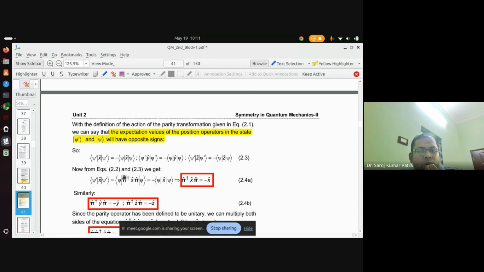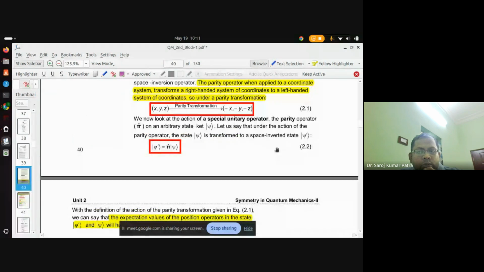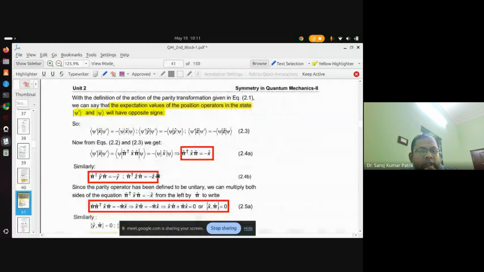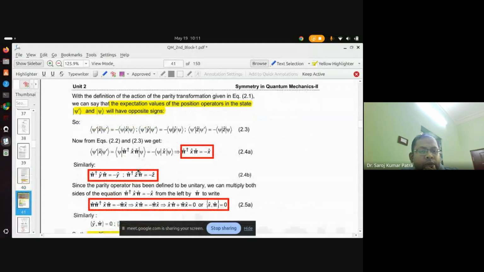Now from equation 2.2 and 2.3, so 2.2 is this one and 2.3 is this one. If we use that, then pi dag x pi will basically be equal to minus x. क्यों? क्योंकि psi prime क्या है? psi prime है pi psi, राइट? So psi prime bra क्या होगा? psi pi dag.